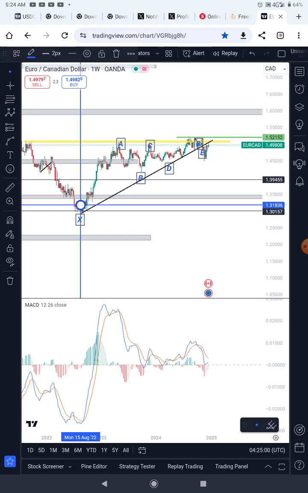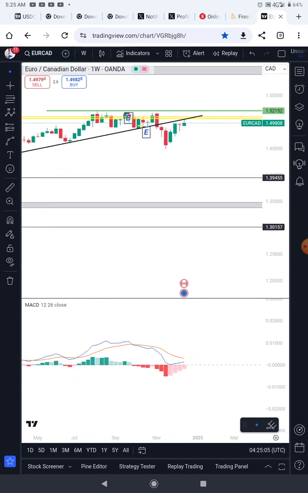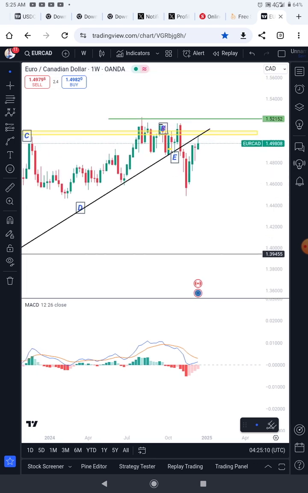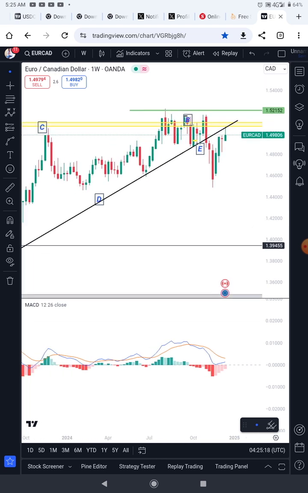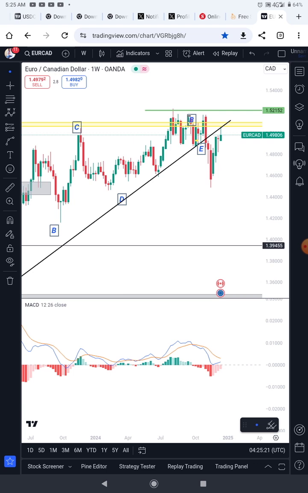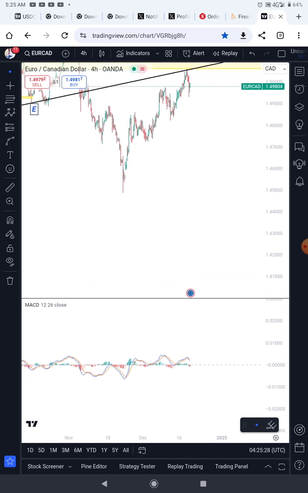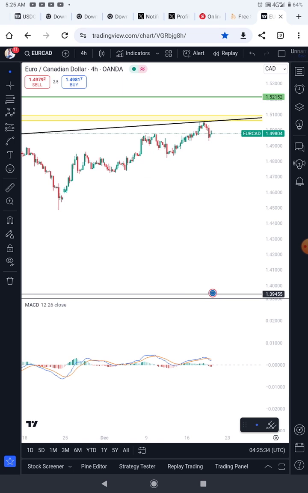The trend line has been broken clearly on the weekly time frame and on the monthly time frame, and we are seeing something like a triple top at this area. So what is potentially happening is break and retest of the trend line, right? That is basically what is going on here.